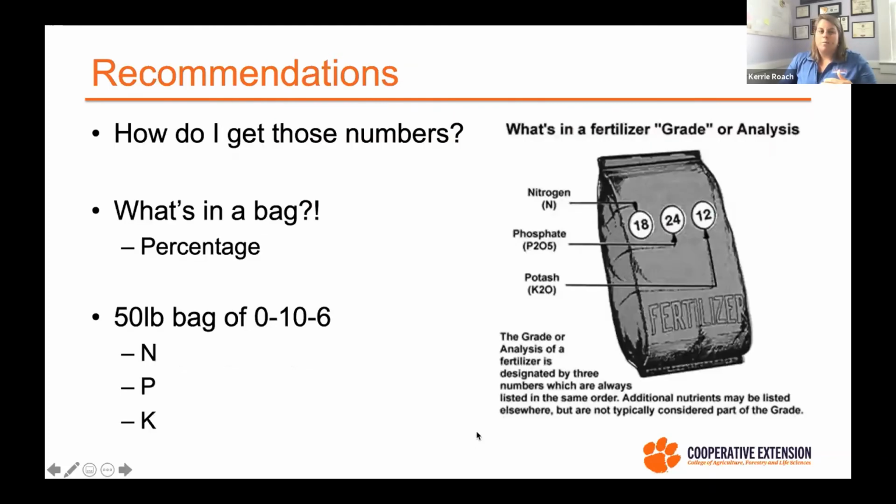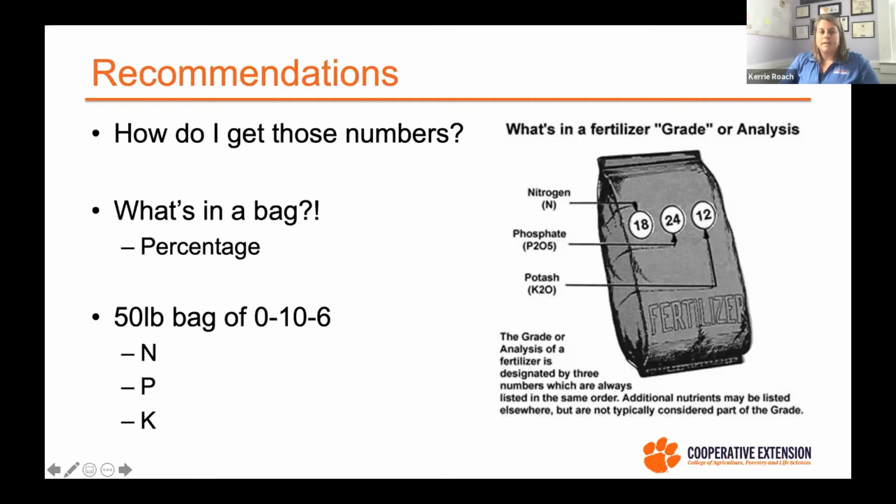Well, first we're going to look at that guaranteed analysis. So if you're using synthetic fertilizer or organic fertilizers and they're commercially sold, they have to have a guaranteed analysis on the label. And that label is going to show you those 3 numbers, right? So N, P, and K. So on this bag, the numbers are 18, 24, and 12. And so that's the guaranteed analysis of this fertilizer.